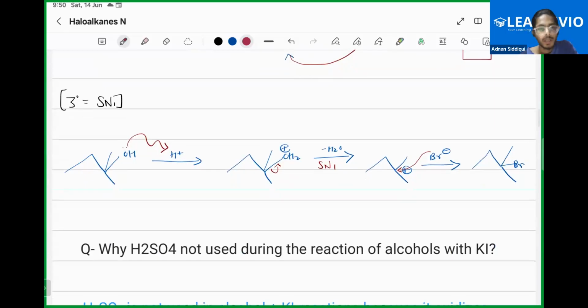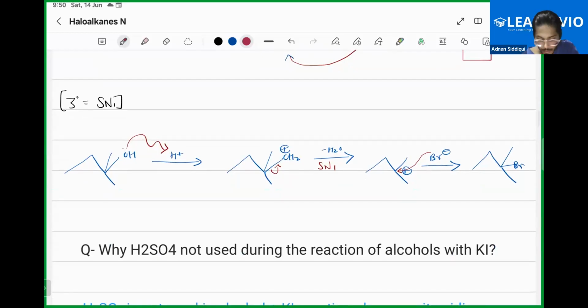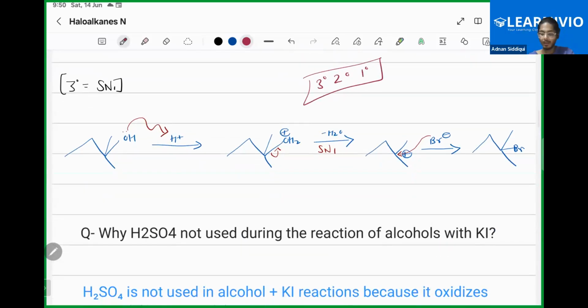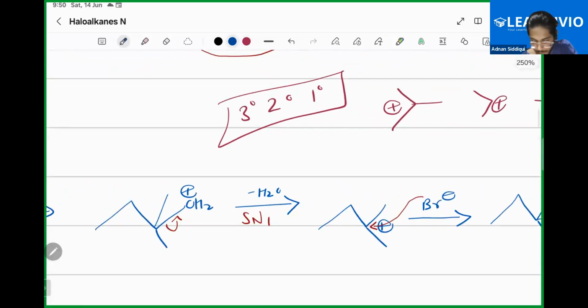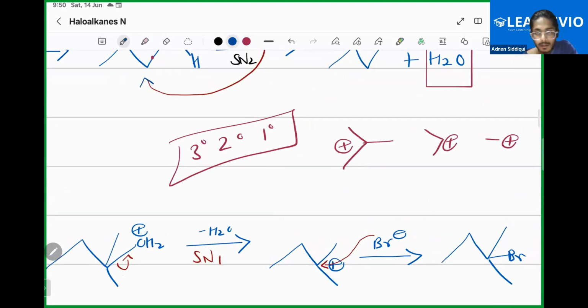Now, if we are going through 3 degree, we will follow the carbocation mechanism. A carbocation will be formed. Out of 3 degree, 2 degree, and 1 degree, which carbocation is the most stable? Sir, 3 degree. Why? Because it has more number of alkyl groups.